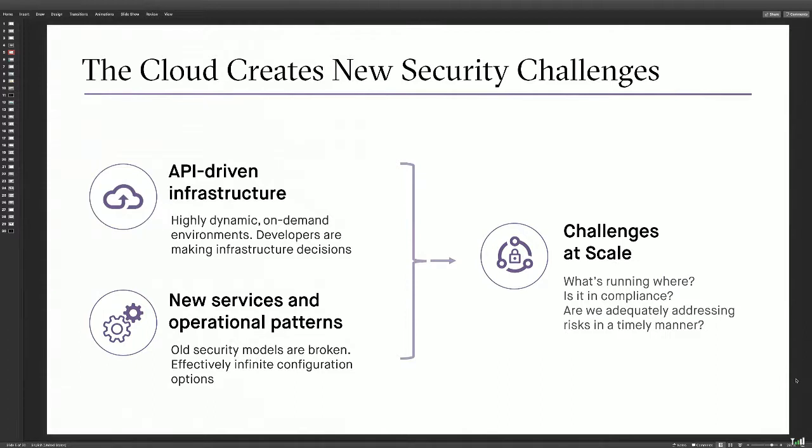What's running where? Is it in compliance? Well, was it in compliance when it was deployed, and is it still in compliance with policy? And are we adequately addressing risks in a timely manner? And you'll see later, we'll argue timeliness changed with cloud. You have to go faster than in the data center.